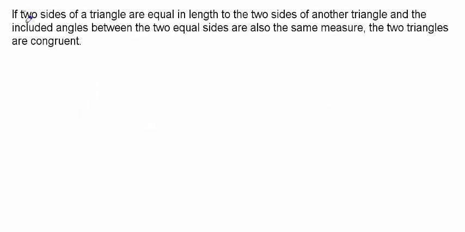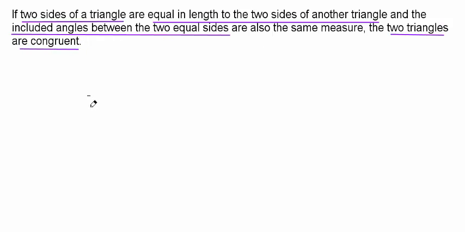If the two sides of a triangle are equal in length to the two sides of another triangle, and the included angle, this is important, the included angles between the two equal sides are also the same measure, the two triangles are congruent. Now what that essentially means is, you have a triangle. These are the two sides on a triangle. I'm not going to draw the third side. And then you have the two sides of another triangle.